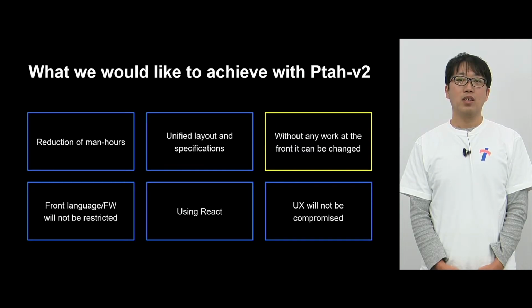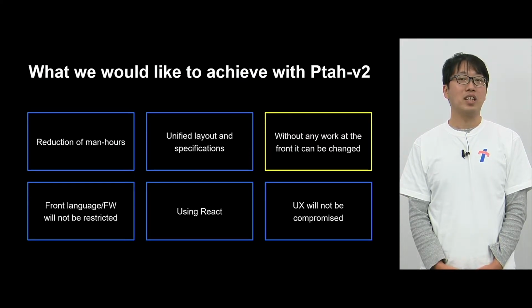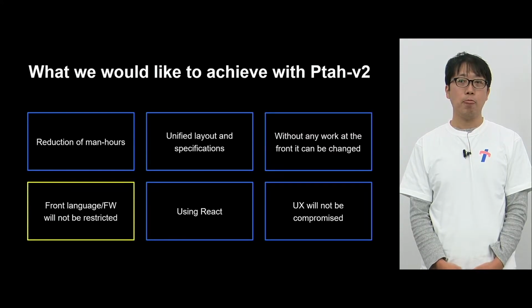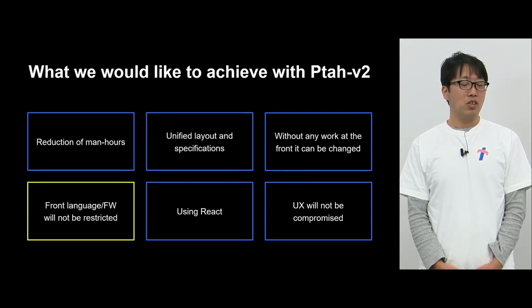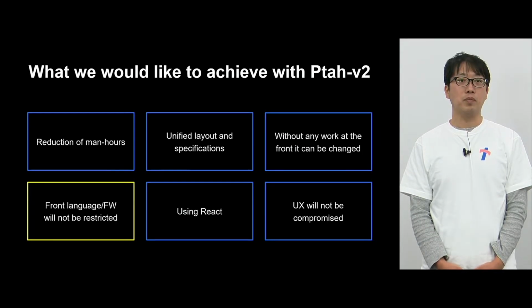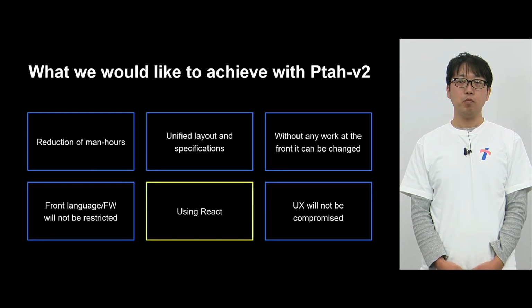And also changes made in the front line. Being able to change without any front-end work. This is related to man-hour saving. By changing the common UI, we wanted to minimize the change needed on the front side. Once the team deploys the UI, as long as the interface does not change, they should not have to worry about the front-end work. Next is no limitation to the front-end language or framework. We made sure not to restrain the language or the framework because of the common distribution system.